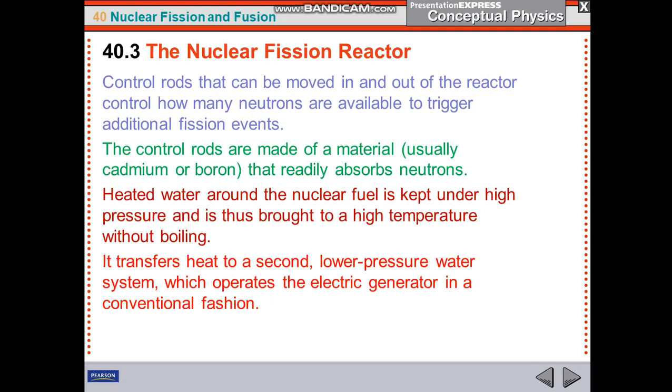Okay, what is the purpose of the control rod? Control rods that can be moved in and out of the reactor control how many neutrons are available to trigger additional fission events. The control rods are made of a material, usually cadmium or boron, that readily absorbs neutrons. Heated water around the nuclear fuel is kept under high pressure and is thus brought to a high temperature without boiling. It transfers heat to a second, lower pressure water system which operates the electric generator in a conventional fashion.